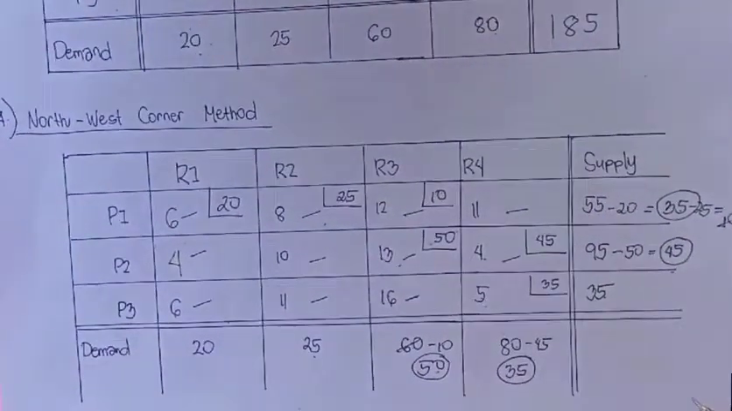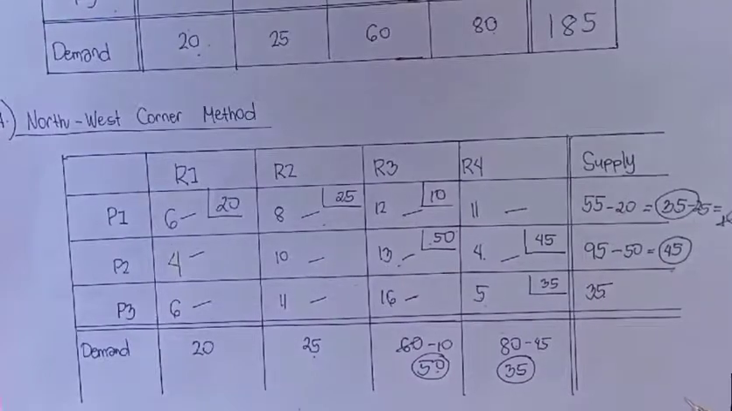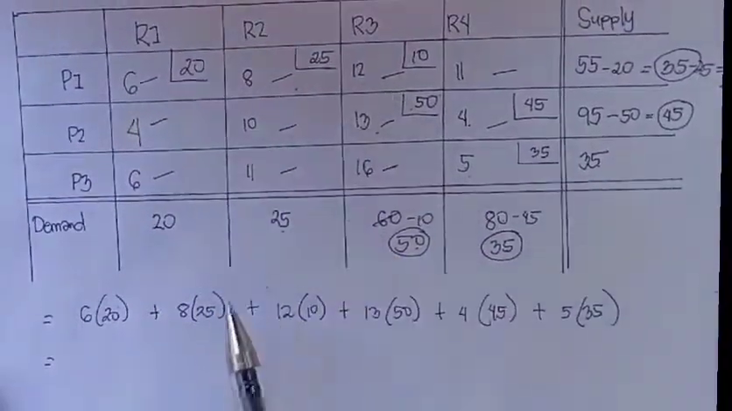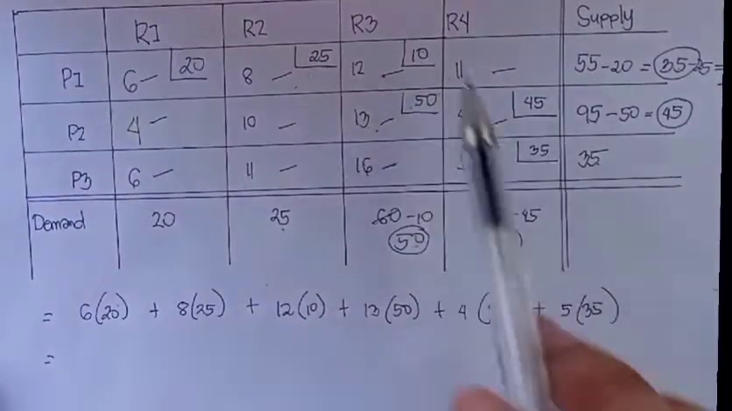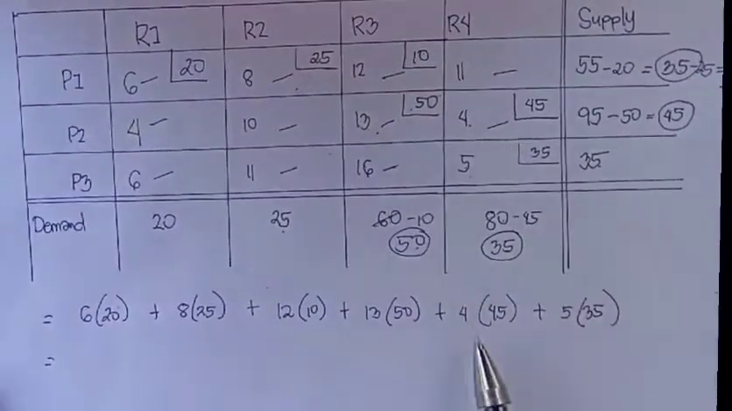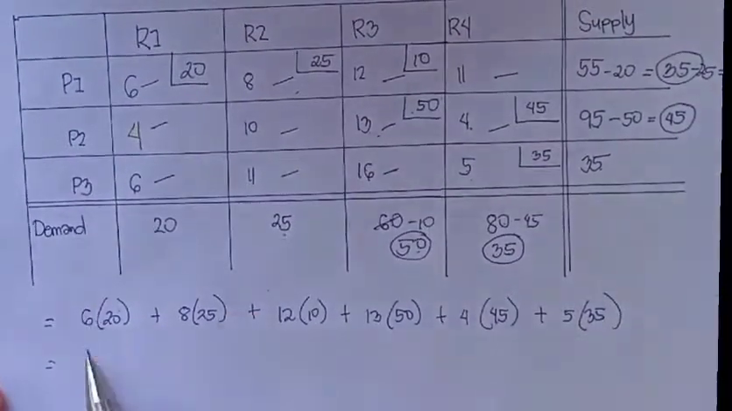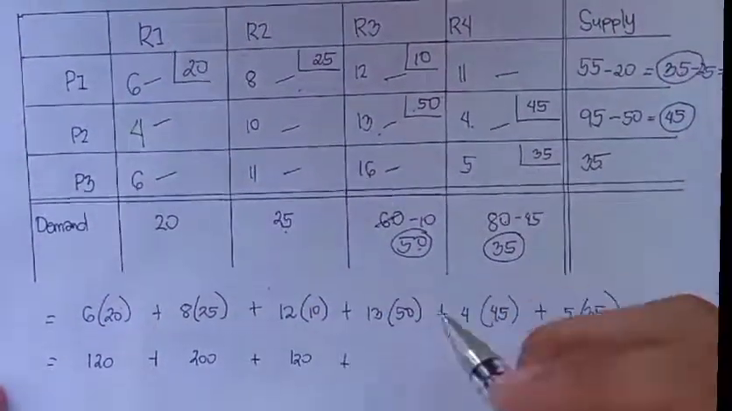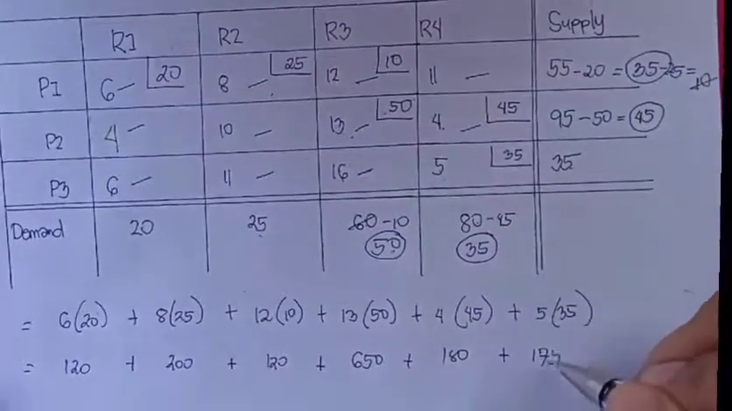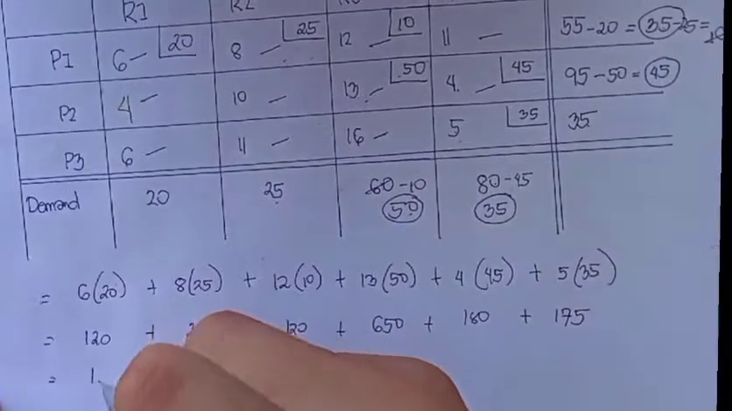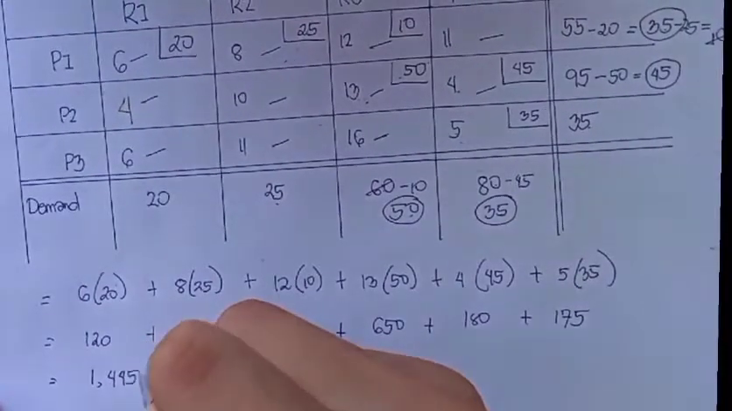So let us calculate the total cost of delivery for the initial solution. We have 6 times 20, 8 times 25, 12 times 10, 13 times 50, 4 times 45, 5 times 35. So calculate this one, we have the initial solution of 1,445.